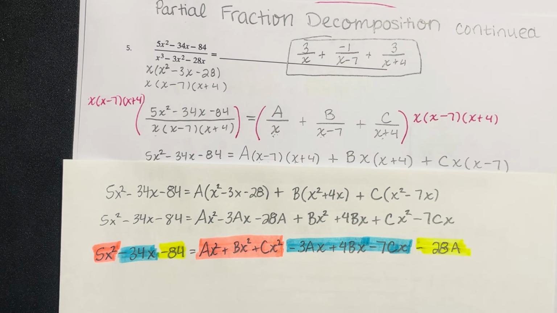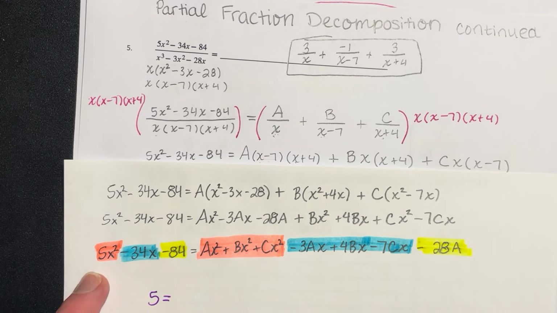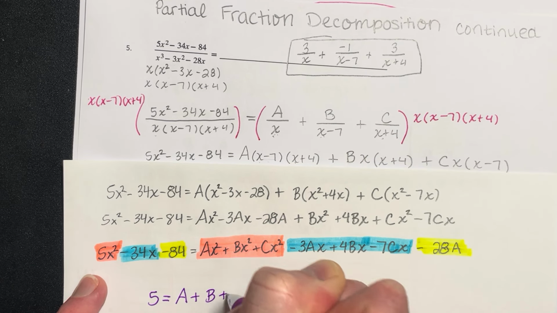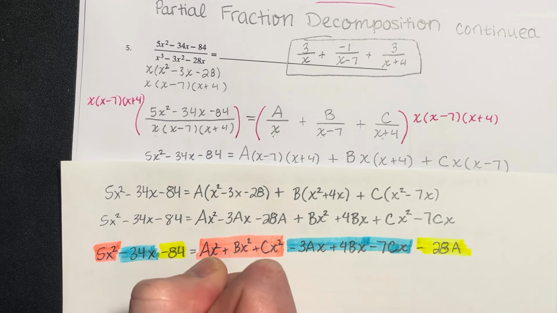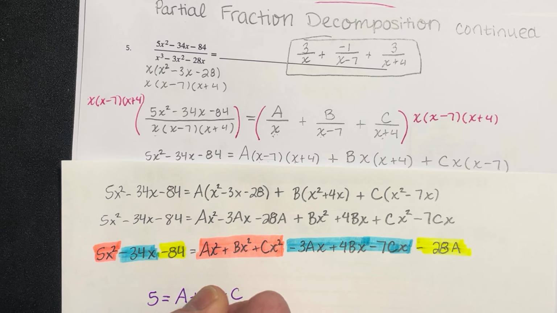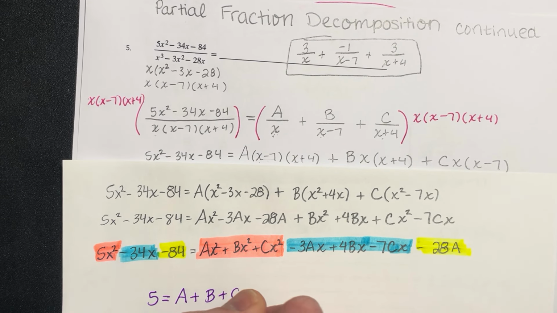So you would set up your system of equations using those components. The 5x squared is coming from the a plus b plus c. The negative 34 is coming from the negative 3a plus 4b minus 7c. And then lastly, the negative 84 is solely coming from this minus 28a.